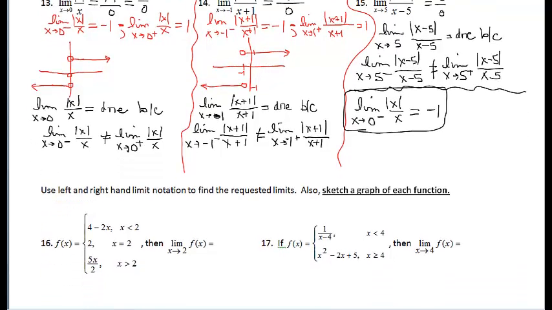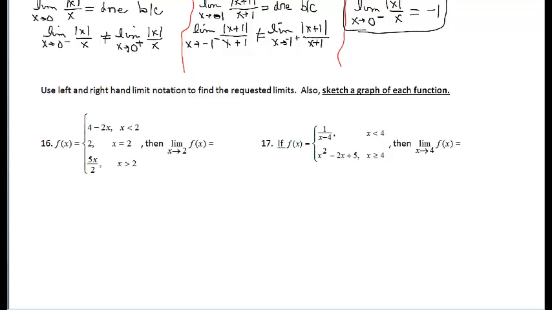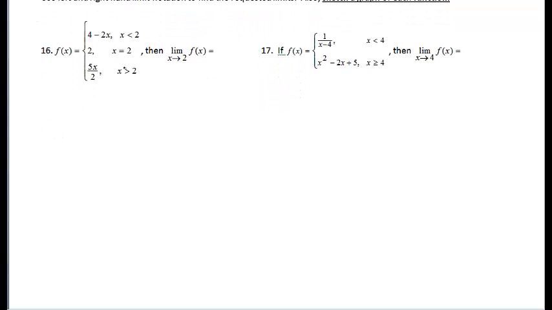Okay, so for these last two examples, I might encourage you to, at least with 16, try and graph this piecewise function without a calculator. Notice that all of the pieces are very manageable. We have two linear functions, top and bottom piece, and then the middle one here is just a point (2, 2). So that would be easy to manage without a calculator.